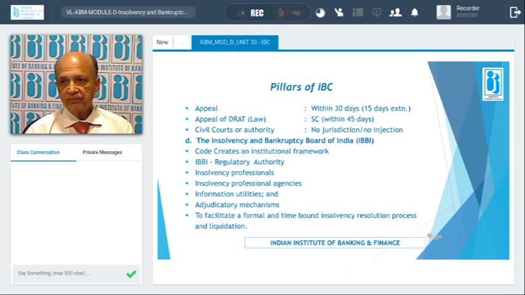Then the fourth pillar we will take up in the next session. We will discuss it later on, in the next part. This is part one. We have already discussed the IP, insolvency professional, then information utilities, then adjudicating authorities in detail.